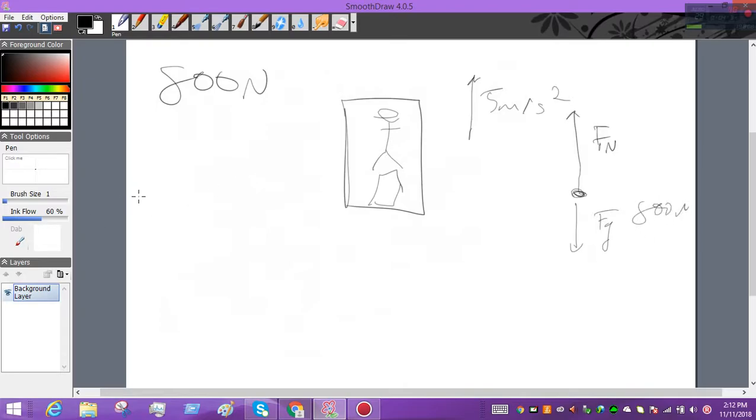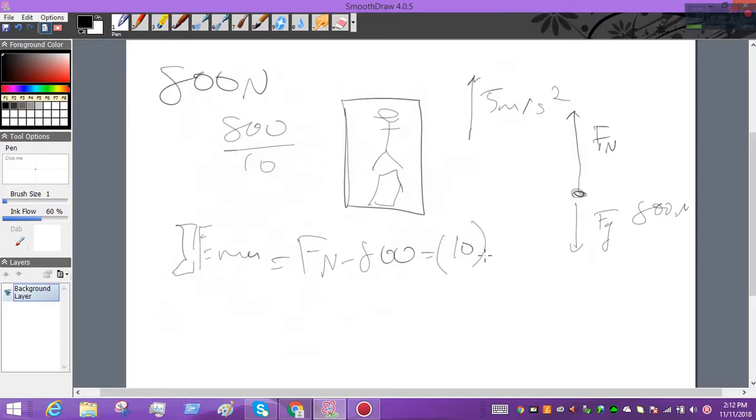So we can write this as net force equals MA, net force equals F_N minus 800 equals mass times acceleration. To solve for the mass, it's 800 divided by 10, because 10 is close enough to 9.8 that I can make an approximation. And then our acceleration would be 5. So we've got F_N minus 800 equals 50. So F_N from that equals 850.